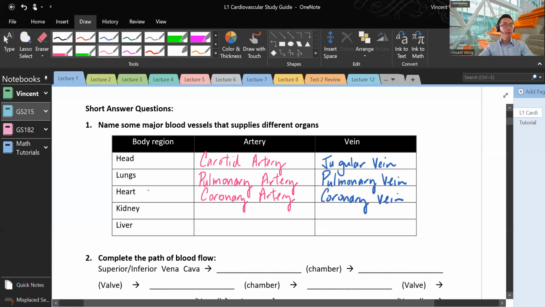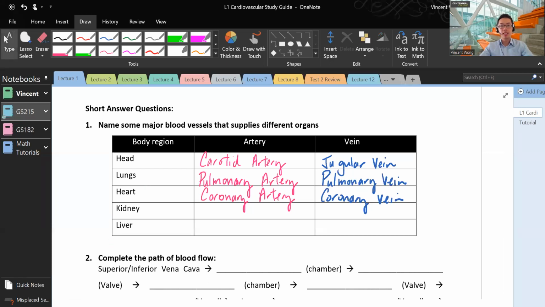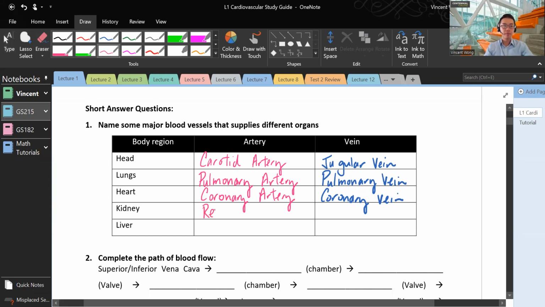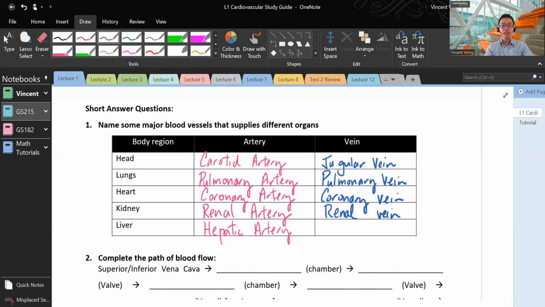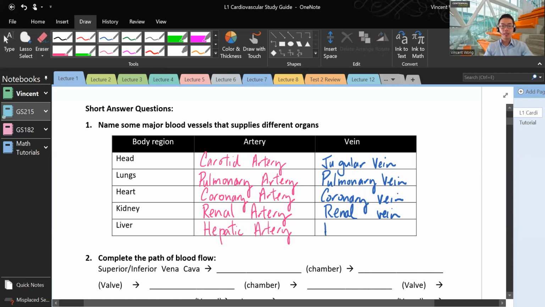Kidneys. Anybody know the name for the vessels that supply blood to the kidneys? That's right, renal artery and renal vein. Last but not least, we have the liver, which is the hepatic artery. You might have heard of hepatitis. It's the same root word, inflammation of the liver. And this would be the hepatic vein. Of course, there are many more vessels, but these are the ones that I want you to know.